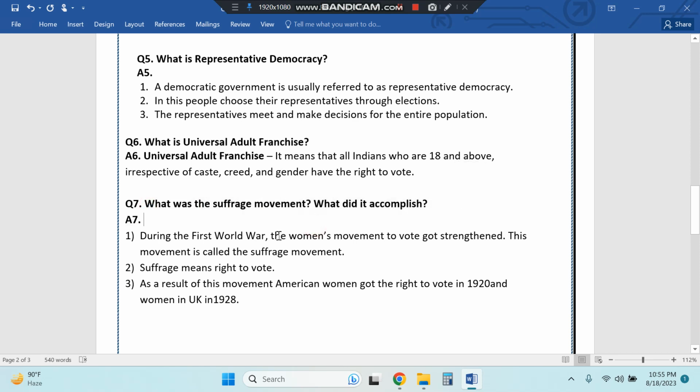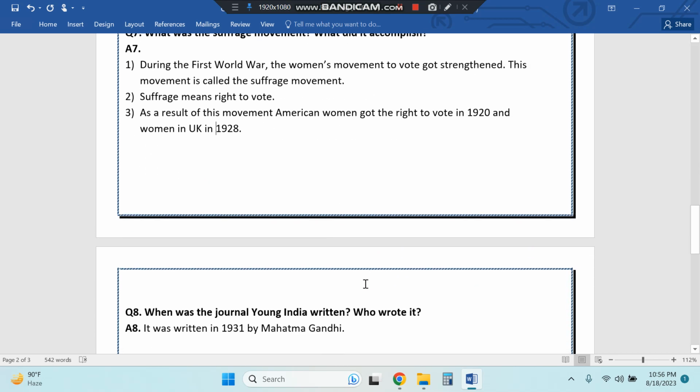During the First World War, the women's movement to vote got strengthened. A lot of women's groups started demanding the right to vote. This was called the suffrage movement, and suffrage means right to vote. Universal adult franchise is often called universal adult suffrage, so it means the same. As a result of this movement, American women got the right to vote in 1920, and women in the United Kingdom got the right to vote in 1928. So let's move ahead.